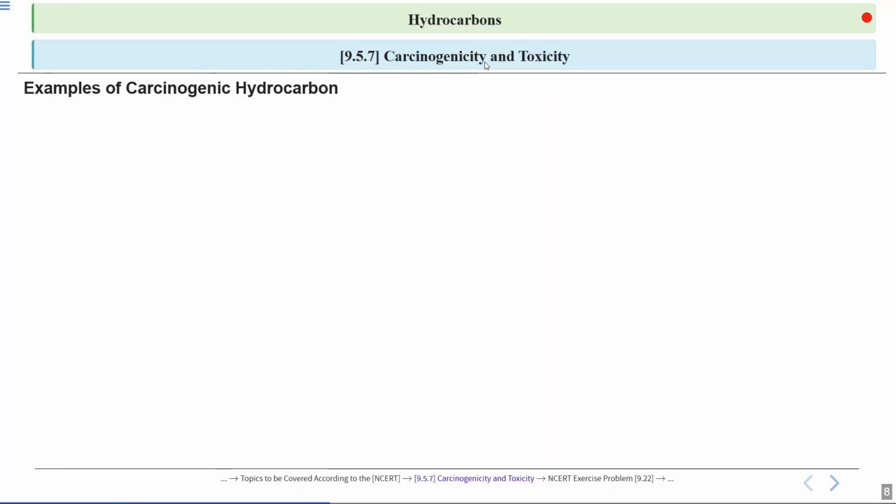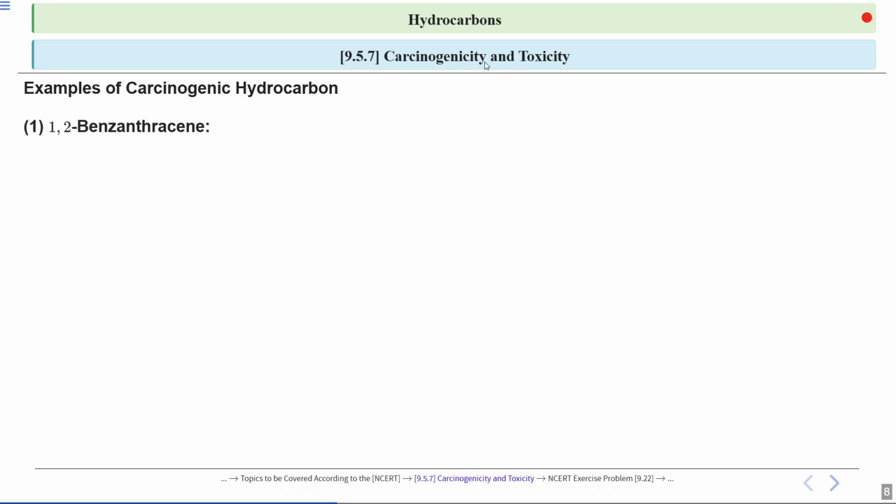Now, we will look at some examples of carcinogenic hydrocarbons. We will focus specifically on a compound called 1,2-benzanthracene, which is important in both chemistry and health studies. Let us see what makes this hydrocarbon special.